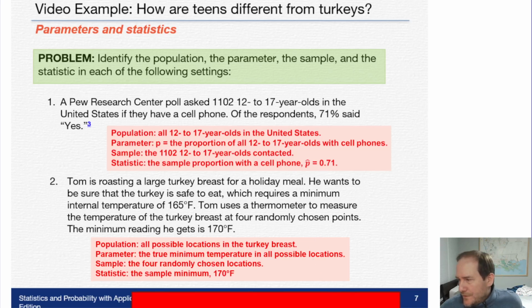Okay, so hopefully that makes sense, how to distinguish the population and the sample, which we did all the way back in chapter 1, and then how to describe the parameter and the statistic. So hopefully that feels good.